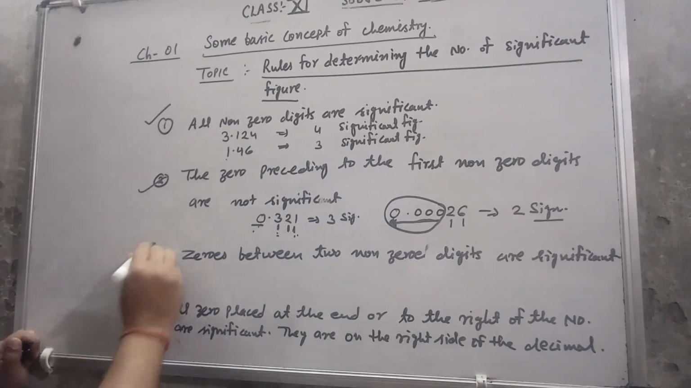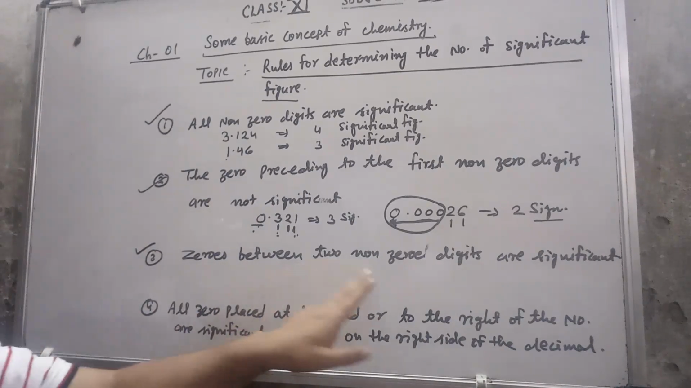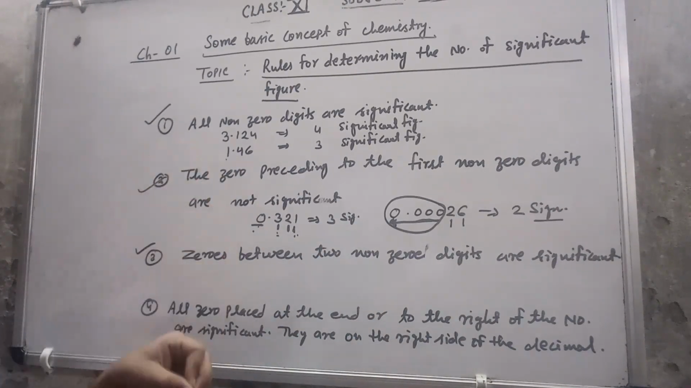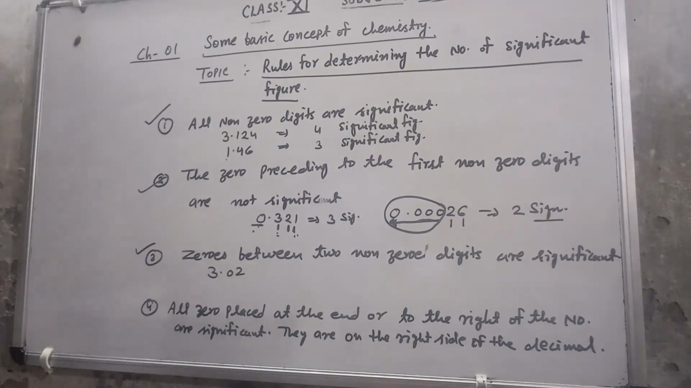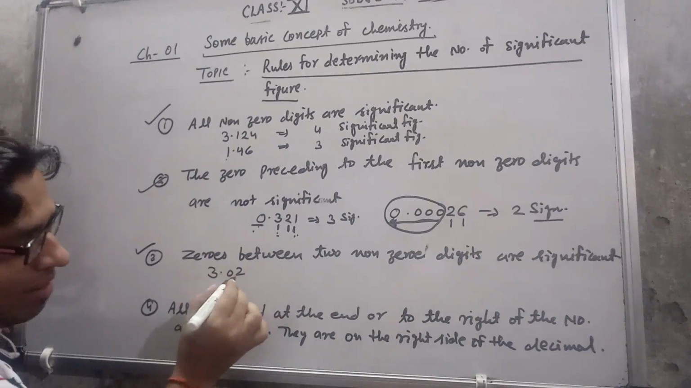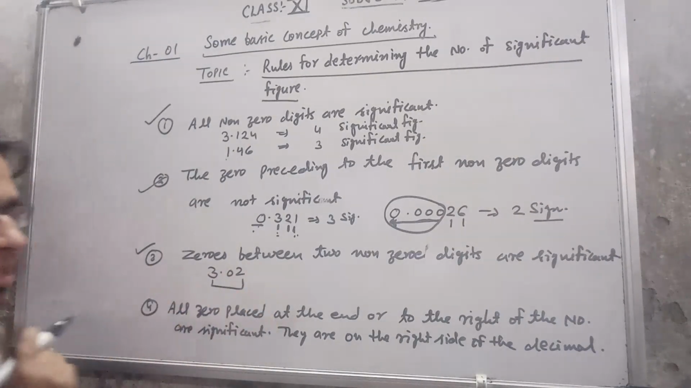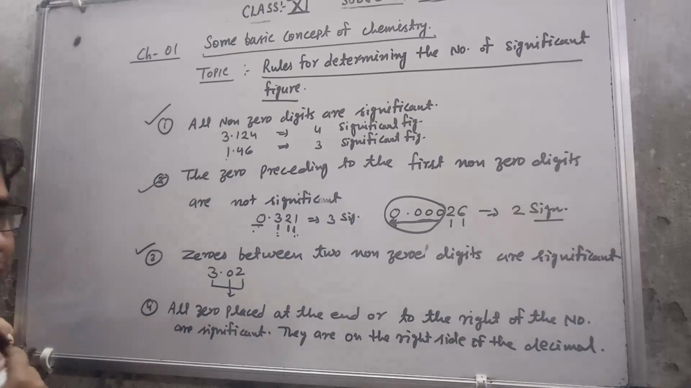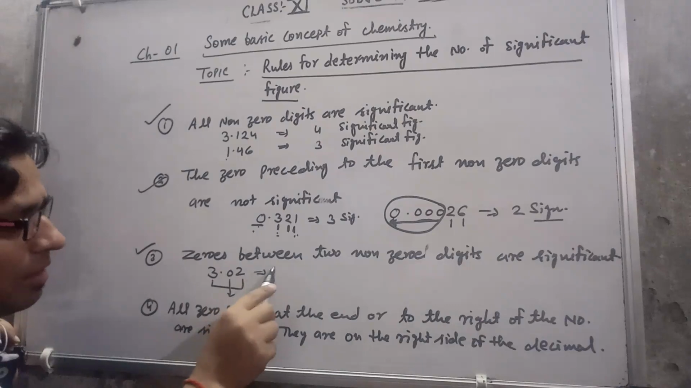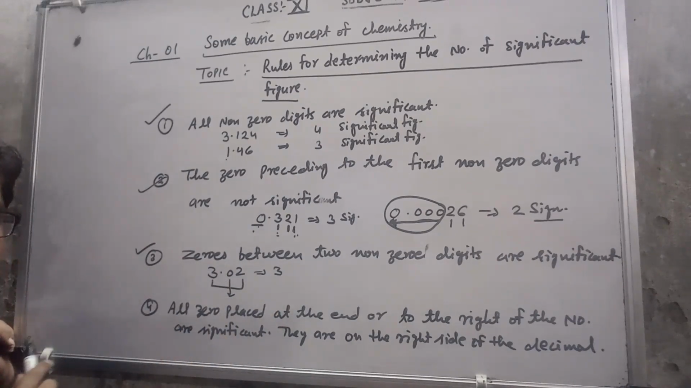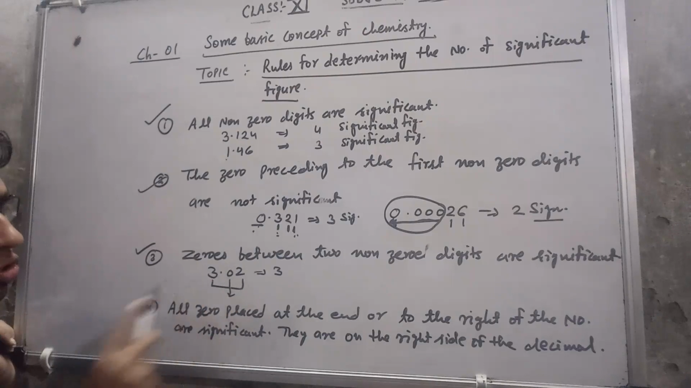The third rule is that zeros between two non-zero digits are significant. That means if a zero is present in between two non-zero digits, then that zero is also counted as a significant figure. Suppose I am writing 3.02. Whatever zero is available here is lying in between two non-zero digits, so it is also a significant figure. So how many significant figures are here? 1, 2, 3, that is 3.